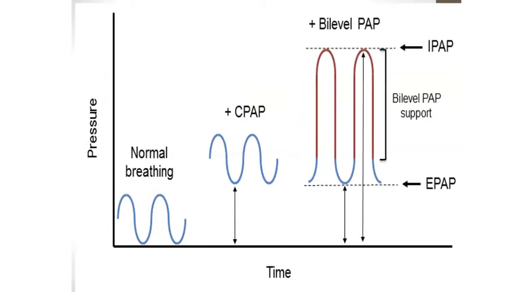Here is another graph, pressure against time. On the left side is the normal breathing curve, and CPAP, continuous positive airway pressure. It's a fixed pressure which opens the airway, improves oxygenation, and is equal to PEEP. And in bi-level, there is an IPAP and EPAP. EPAP is equal to CPAP is equal to PEEP, and the difference between those two is the pressure support which you are giving.